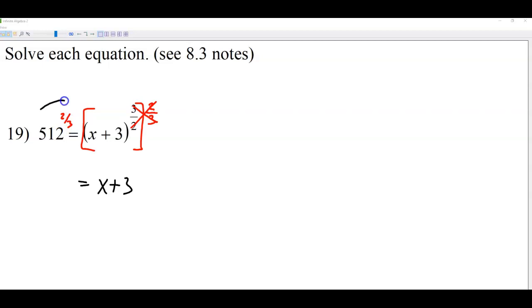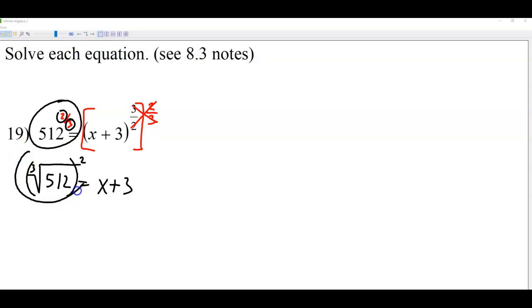And now how do we do that? Well, we rewrite it as a root first. The denominator tells me what kind of root it is, and the numerator is a power that we raise that to. So that's the first step, is to do the reciprocal power on both sides. And now we get to take care of this radical expression here.